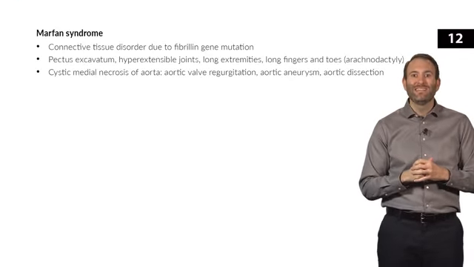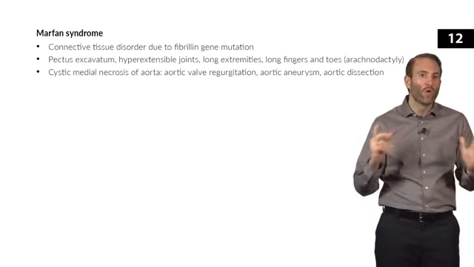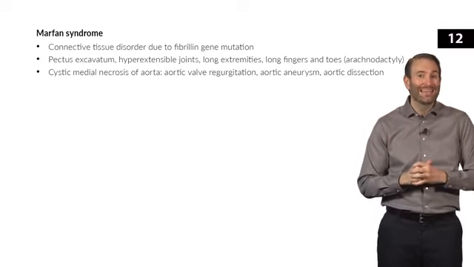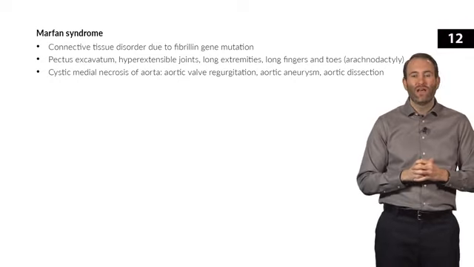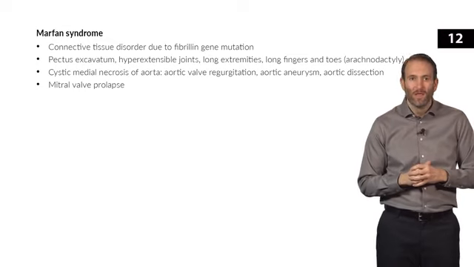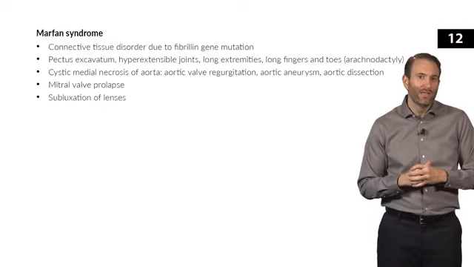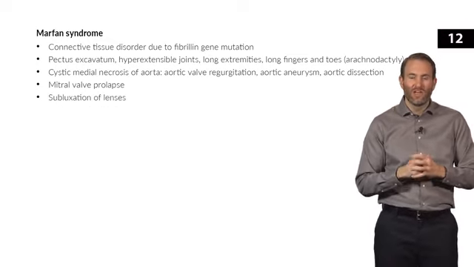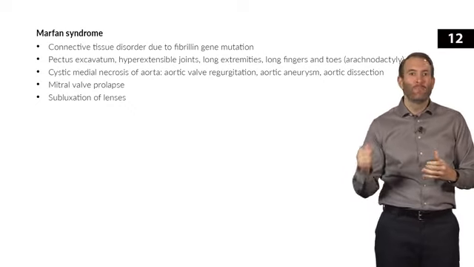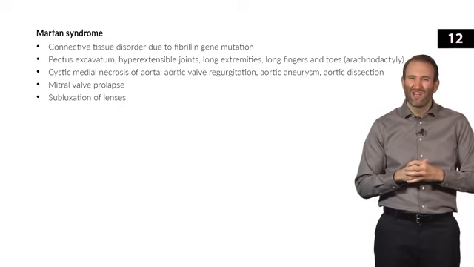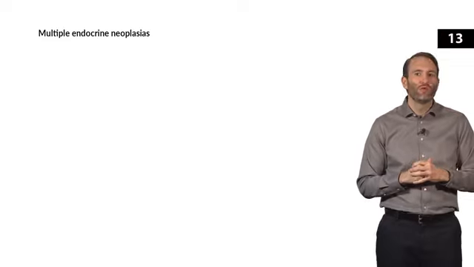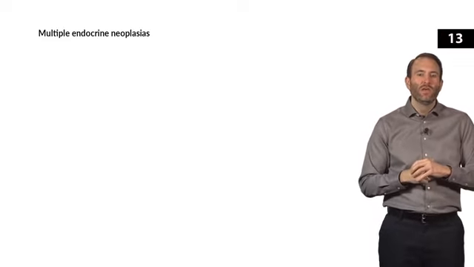Patients may also develop cystic medial necrosis of the aorta, which can lead to aortic valve regurgitation, even aortic aneurysm and dissection. You also have a very floppy mitral valve, which can lead to mitral valve prolapse. Subluxation of the lens is pretty unique to this situation, and it's associated with Marfan. In the past, it was thought that there was an association between Marfan and berry aneurysms, but new evidence suggests that's probably not so. Let's move on to the multiple endocrine neoplasias, so MEN.